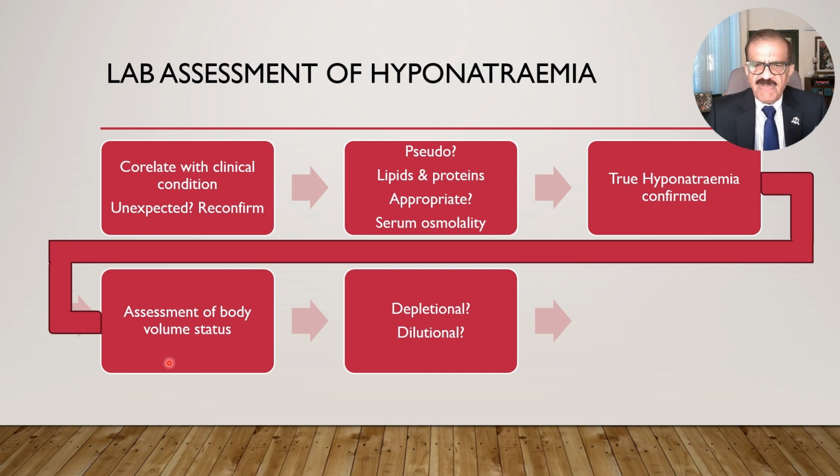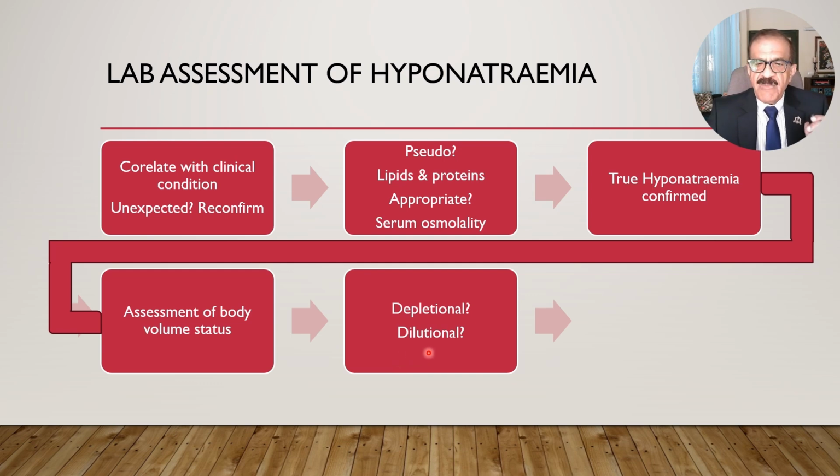Now, on the basis of this, we determine if there is depletional hyponatremia or dilutional hyponatremia. What is meant by depletional? That means the body is actually depleted of sodium. This occurs when there is loss of sodium and water, but there is no replacement of sodium and water. So the total body sodium is actually low. So serum sodium is low, serum osmolality is low, and total body sodium is low. There is no way to measure total body sodium, but we can determine this condition on the basis of history.